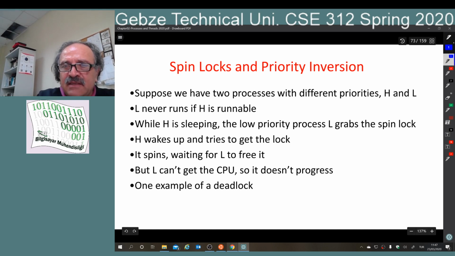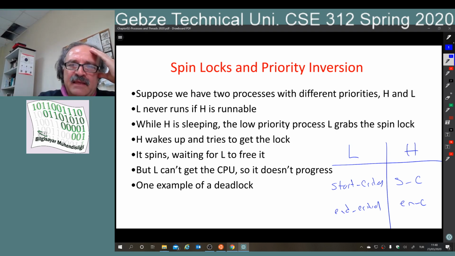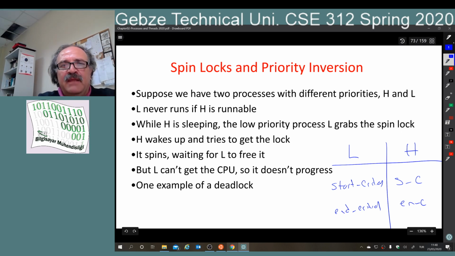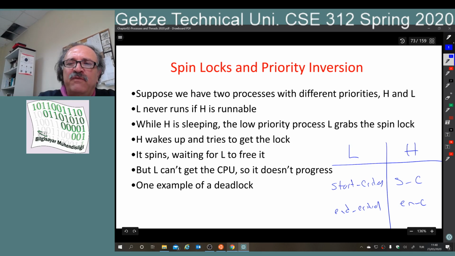Let's say I have two processes, process L and process H. Why I have chosen these two letters for them will be clearer. Let's say process L has a critical region, with start critical and end critical, and process H again has start critical and end critical. The reason I am calling them L and H is this: H has a higher priority, L has a lower priority. That means the operating system will let H run if it is runnable. L will never get a chance to run if H is runnable. L runs only if H is blocked.